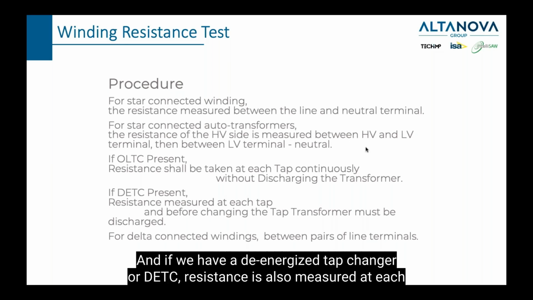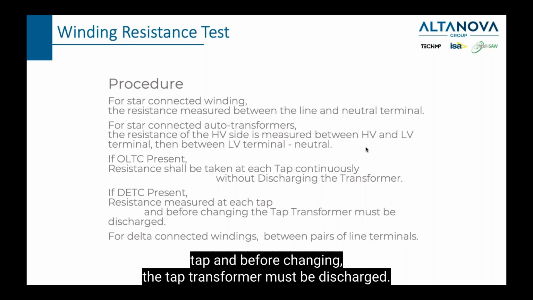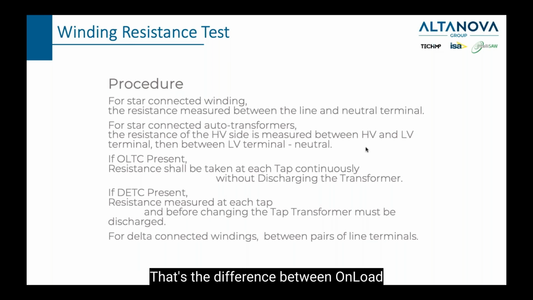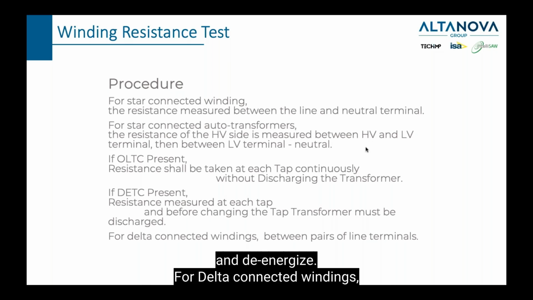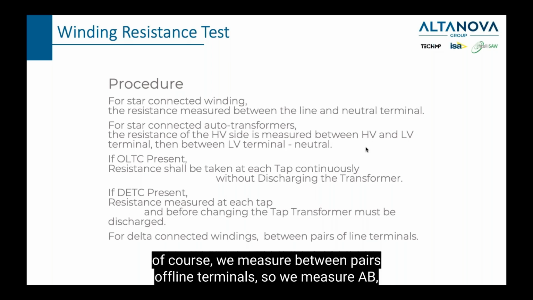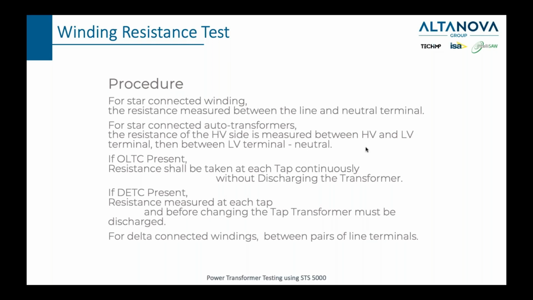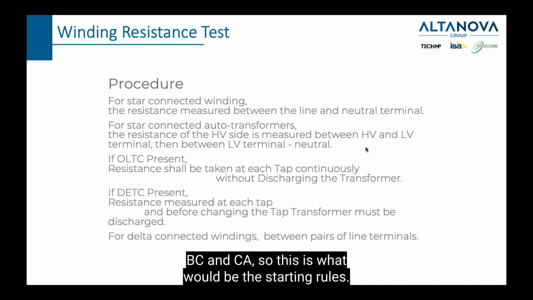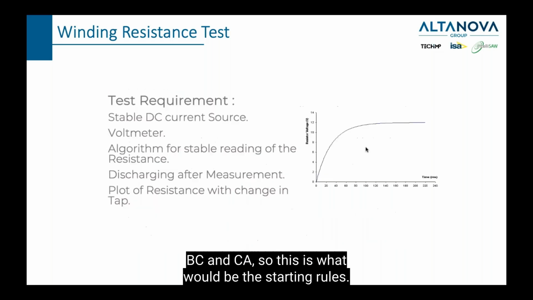And if we have a de-energized tap changer or DETC, resistance is also measured at each tap, and before changing the tap the transformer must be discharged. That's the difference between on-load and de-energized. For delta connected windings, of course, we measure between pairs of line terminals. So we measure AB, BC, and CA. So this is what would be the starting rules.